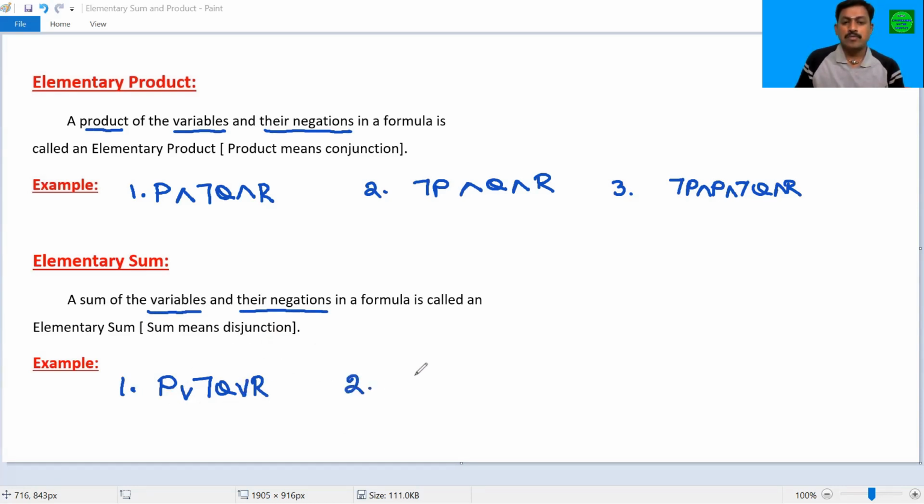Another example, we take some variable and the negation of some variables. In between them, if you take disjunction, then it is called an elementary sum. Another example, P, Q, not R. In between them, if you take disjunction, then it is called an elementary sum. Based on these two definitions, we are going to define DNF and CNF.